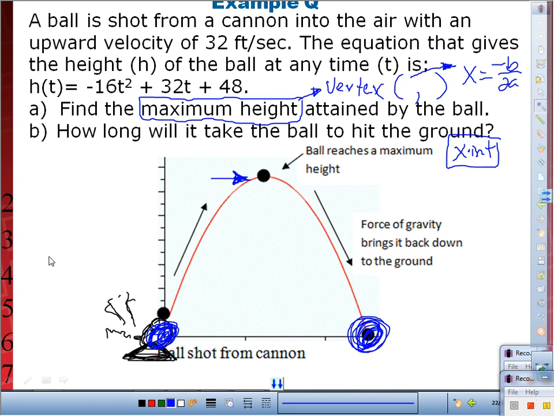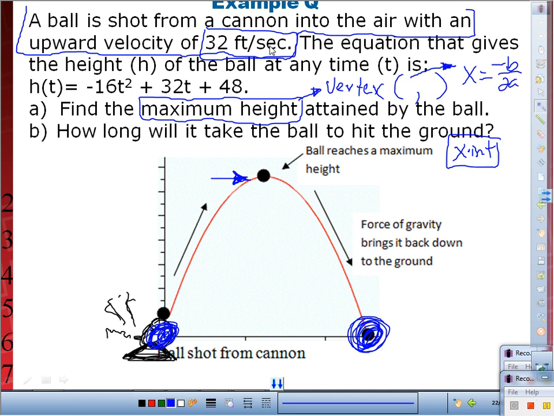Now, some of you are still wondering, Mr. Q, but this gets me confused. Look at the 32 feet per second. Well, this is only part of the first part of the word problem. This is just explaining how fast the ball was going. This is the introduction. It says, a ball is shot from a cannon into the air with an upward velocity of 32 feet per second. So you're saying, do we need to make that into an equation? No, that's already included in the equation. Look at the equation.